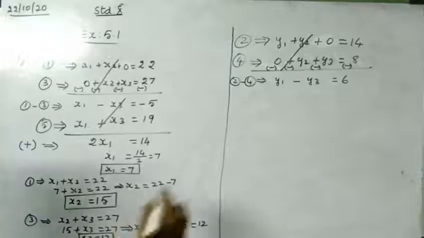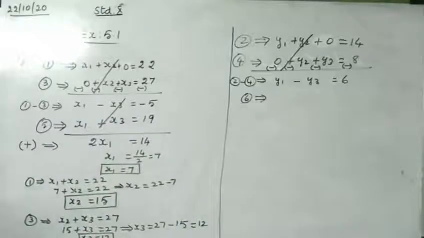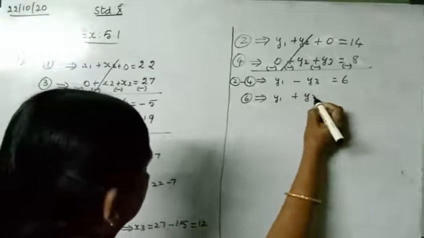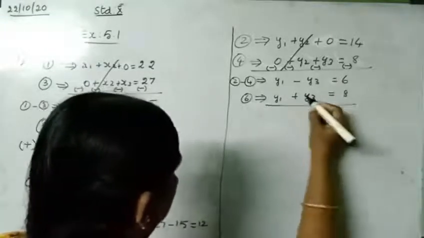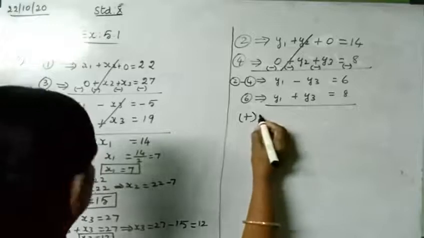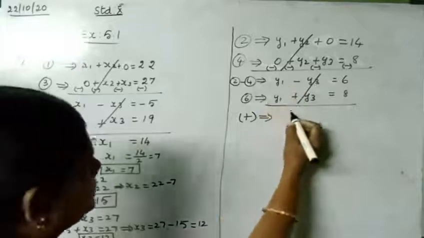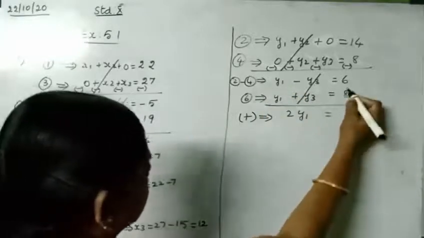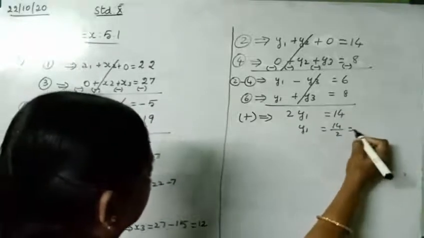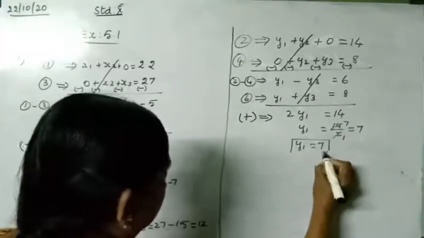And then take sixth equation. So what is sixth equation? y1 plus y3 is equal to 8. Now here different signs. So we are adding the equation. So when adding this equation, y3 cancel. y1 plus y1 is 2y1 is equal to 6 plus 8 is 14. So therefore y1 equal to 14 divided by 2 is equal to 7. So y1 equal to 7.